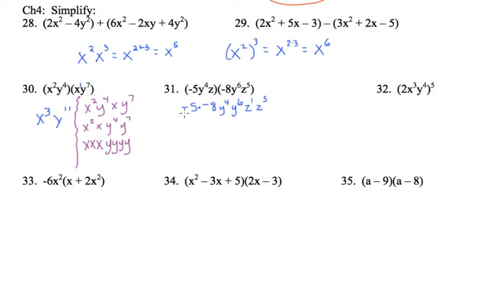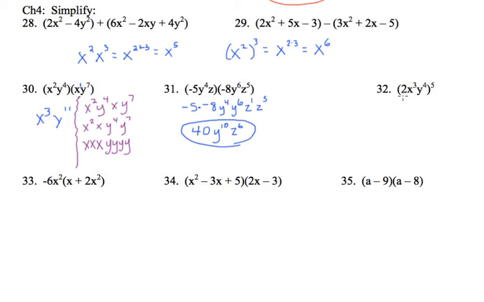Then I can combine the -5 times the -8, I know is 40. And then y to the fourth times y to the sixth, I can add those, so that's y to the 10th. And then z to the first times z to the fifth, we can add those exponents, is z to the 6th. And there's my answer.